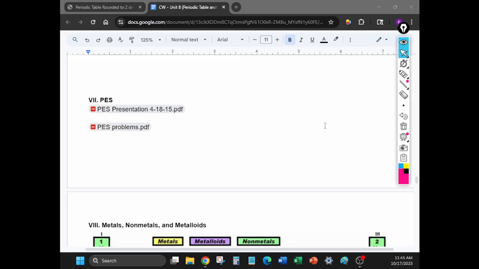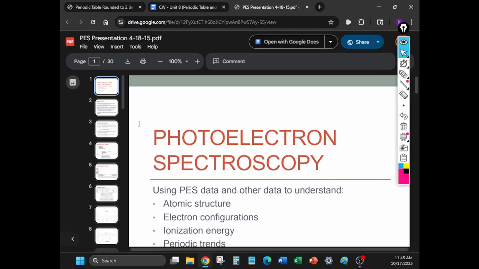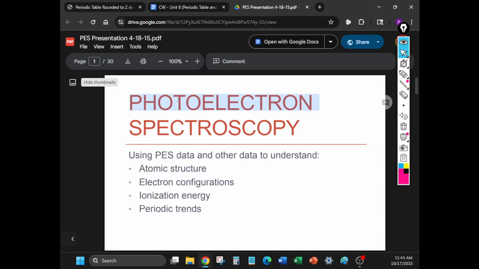Okay, we're going to talk about something about PES. In order to do this, I'm actually going to go into a different document. This is a lab technique that they might ask you about on the AP test. It's called photoelectron spectroscopy.